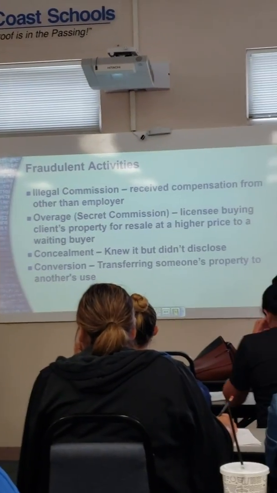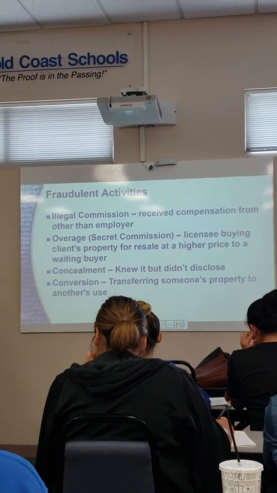Overage, secret commission: a licensee buying a client's property for resale at a higher price to a waiting buyer. It's called secret commission and overage. It's called unjust enrichment. Concealment: knew it but did not disclose. It's a violation of agency law. You have to disclose all known facts that affect the value of the property.